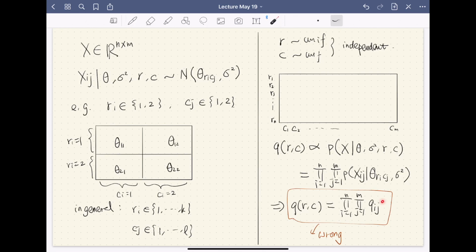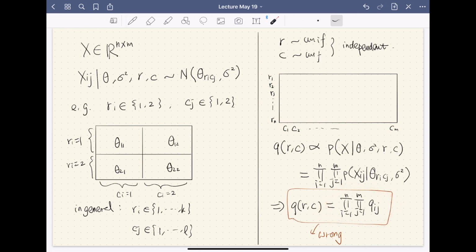Now, why is it wrong? Well, what does this mean? This means in the posterior distribution, you can independently sample the clustering labels of all these entries, all these n times m entries independently. So how many degrees of freedom do you have? You have n times m degrees of freedom. However, it is obvious that the clustering structure has degrees of freedom n plus m, okay? As long as these n numbers and these m numbers are determined, then the clustering structure of the whole matrix is determined, okay? So this factorization is not correct.